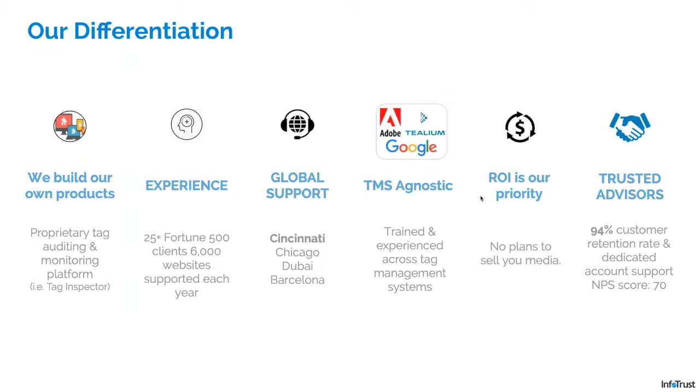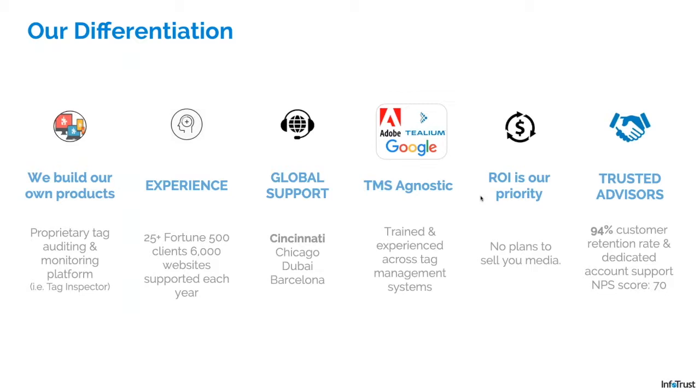We have Cincinnati, Chicago, Dubai, and Barcelona offices, which means we have somebody on our team around the clock, basically, able to do support. And if you get support at what would be off hours for your company, it's always somebody that's not farmed out for support, but a real InfoTrust employee. And so we've strategically placed ourselves around the globe.